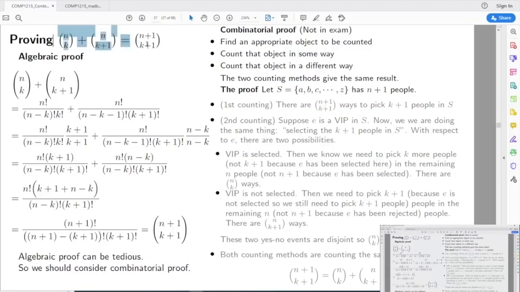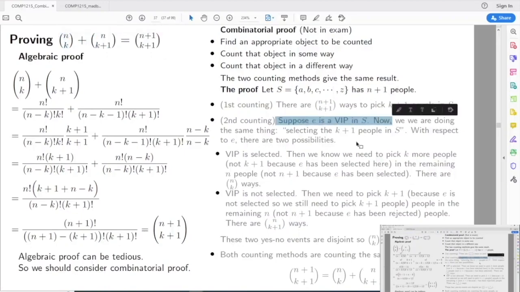So now suppose I want to count this. You make up a story. Suppose I have a set S of people, and I call them A, B, C, D, E, F, G up to Z. I assume they are N plus 1. Then what is this thing? This thing means there are this number of ways to pick this number of people, right? So you have N plus 1 people, and you want to pick K plus 1 people, then this is the binomial coefficient. The hard part is, of course, this part.